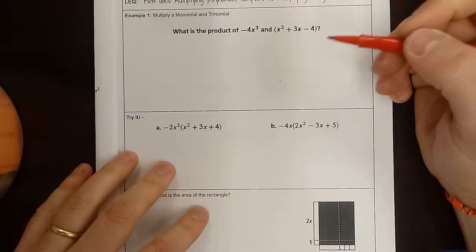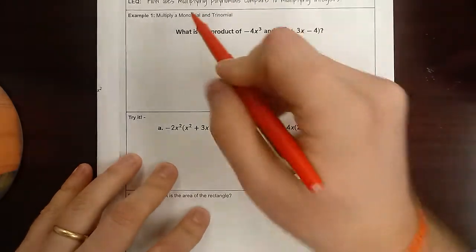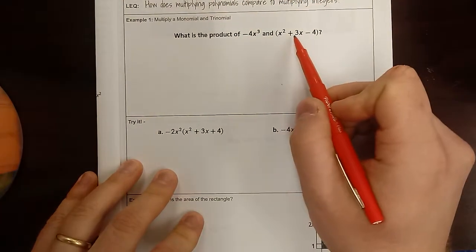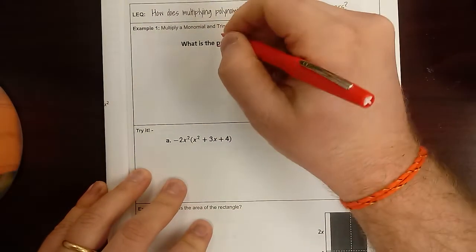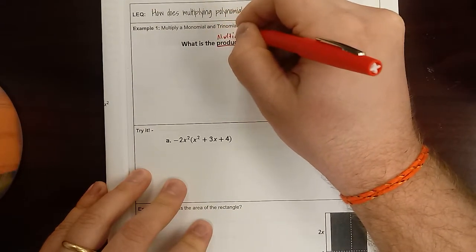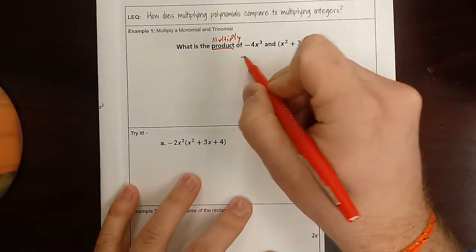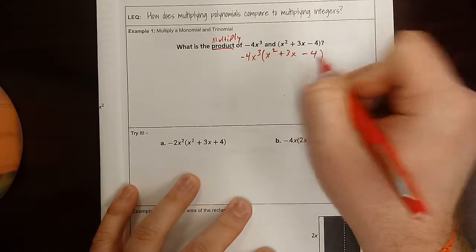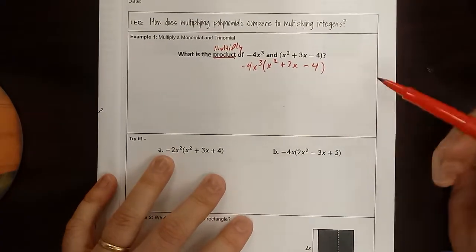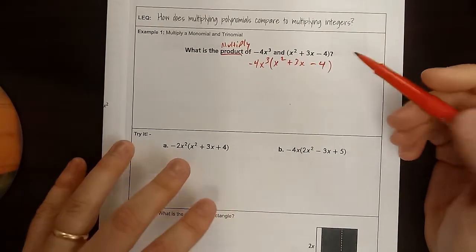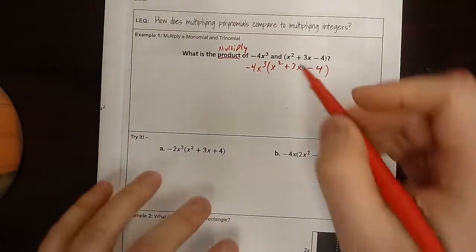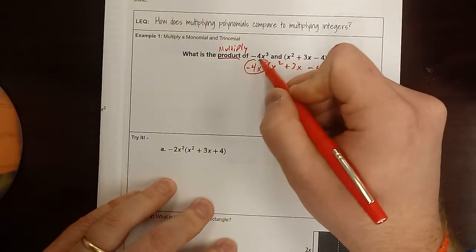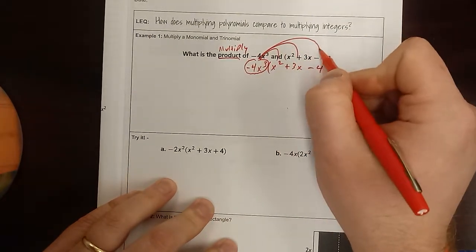So, all right, it says multiply a monomial and a trinomial. It says, what is the product of negative 4x cubed and x squared plus 3x minus 4? So product means multiply, right? So it's really saying, negative 4x cubed times x squared plus 3x minus 4. And the way that we would multiply this was called the distributive property. We would take this negative 4x cubed and we would distribute it to each of the terms inside the parentheses. So we'd multiply it by each of these.